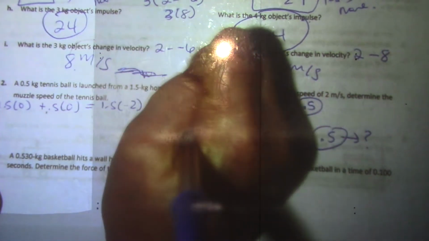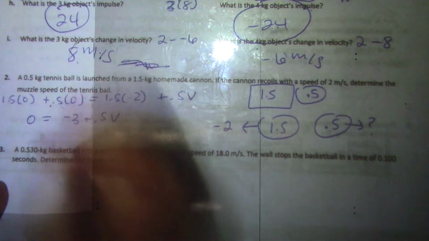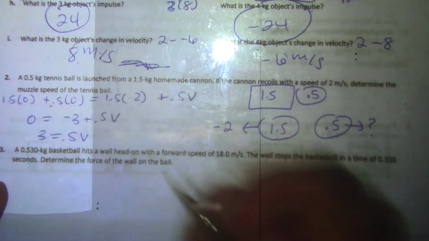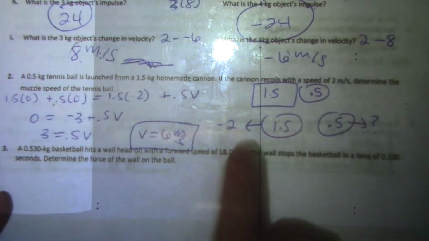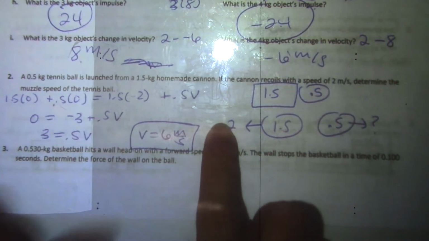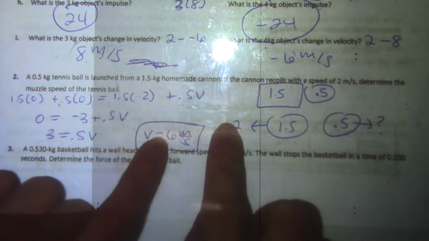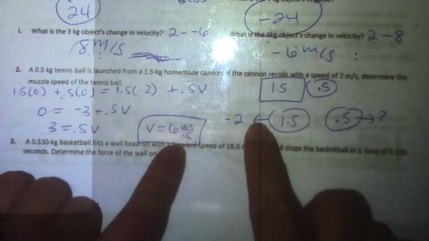So I've got 1.5 times 0 plus 0.5 times 0 equals 1.5 times negative 2 plus 0.5b. This side is 0. This is negative 3 plus 0.5b. Add this one over. That gives me a 3 equals 0.5b. Divide, you get a velocity of 6. And if you didn't make this one negative and you get an answer as negative 6, that's okay. The negative just means these are in opposite directions.